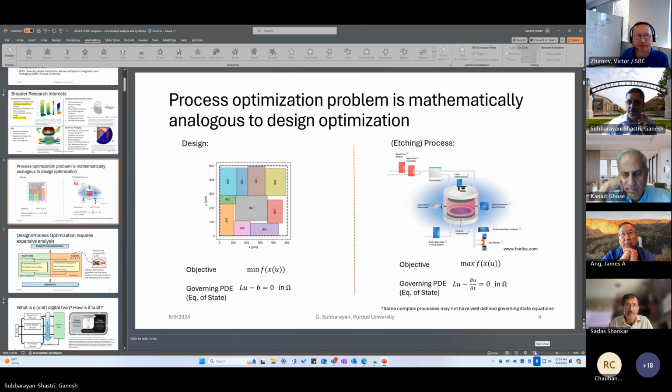All I wanted to say is that mathematically they are analogous. In terms of the optimization problem itself, they are mathematically analogous. That's all I wanted to say. The challenges of one apply to the other as well.